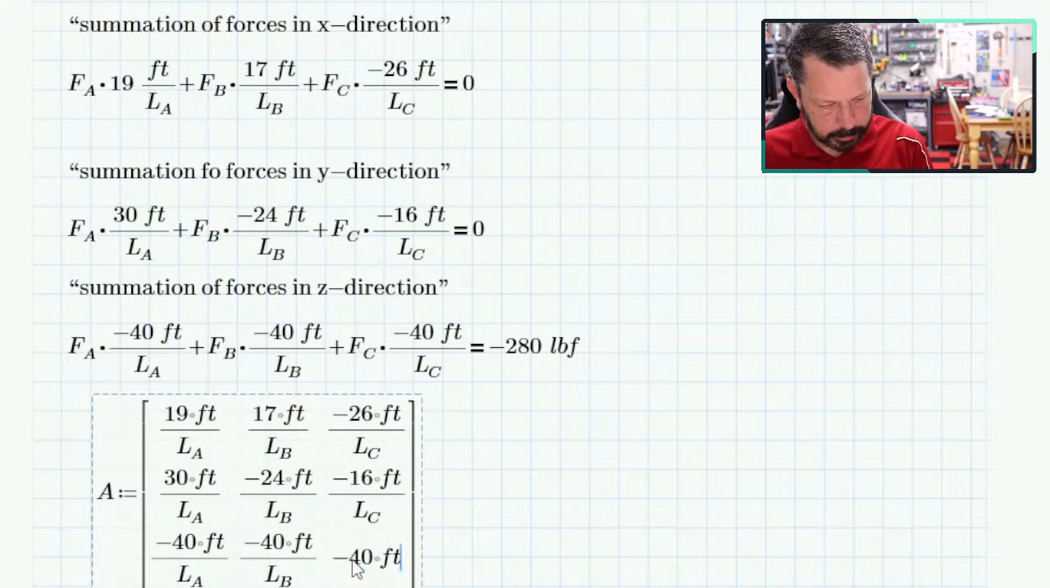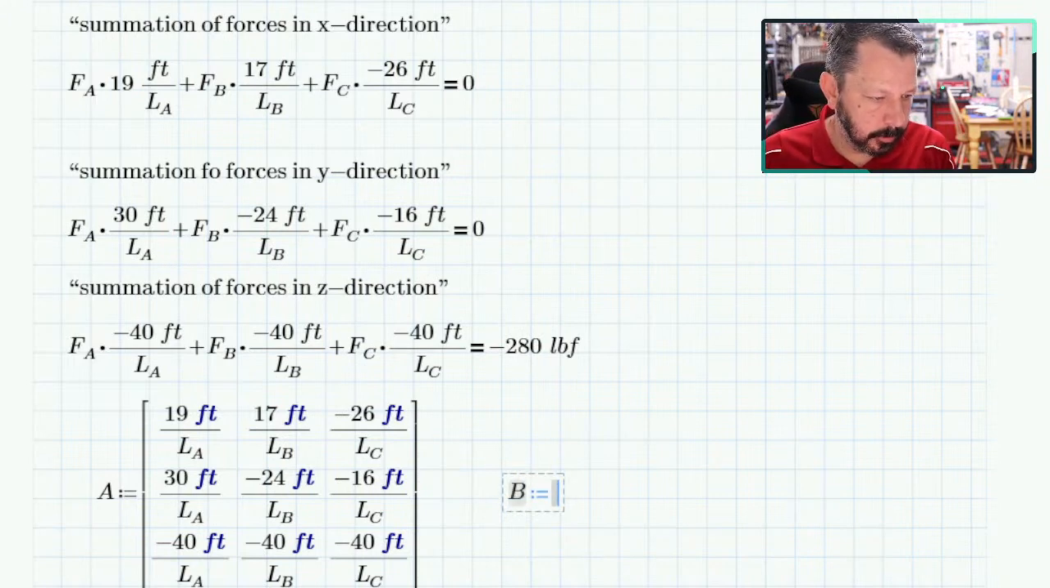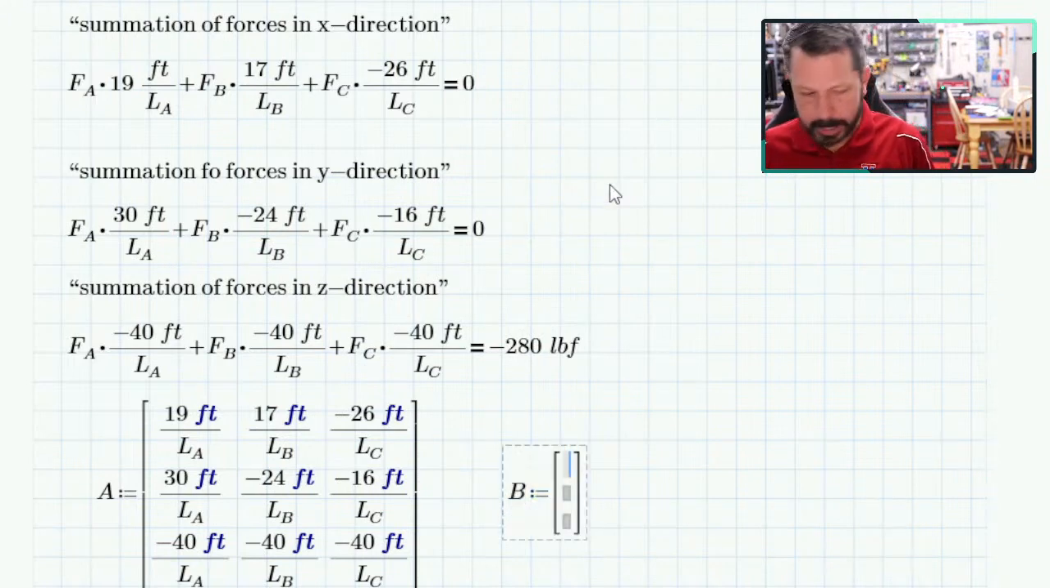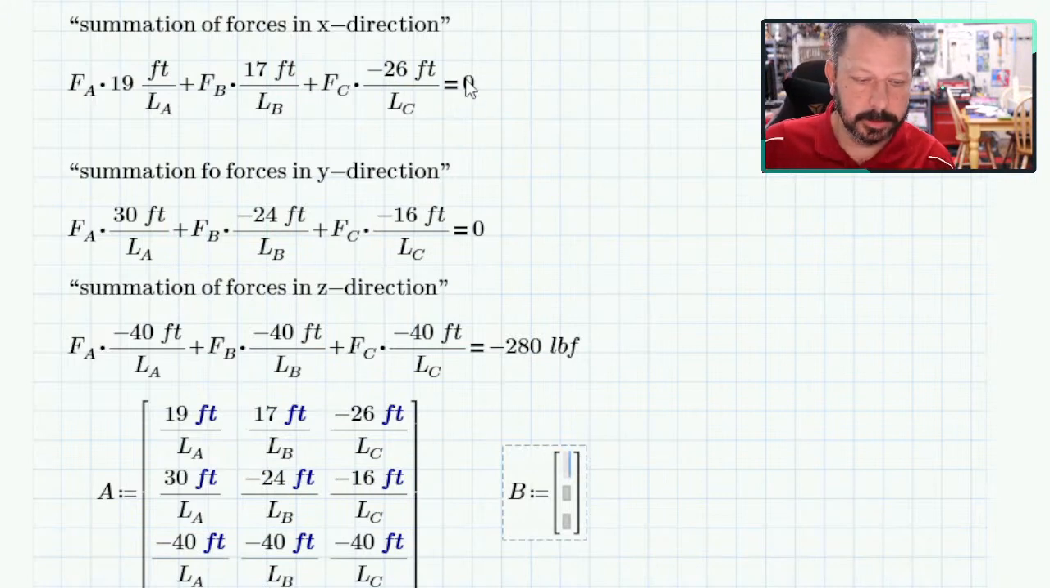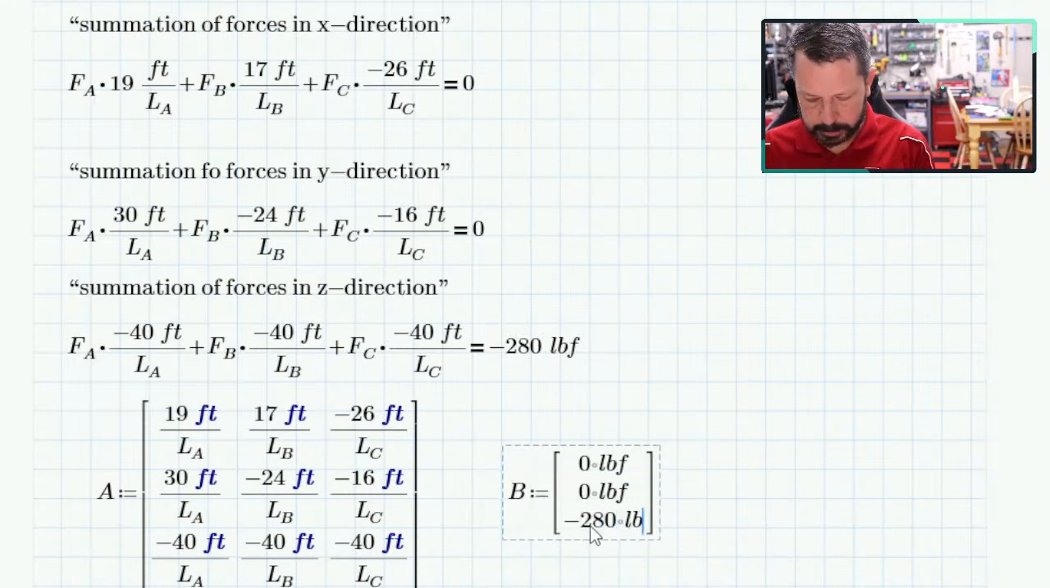Whoops, got that in there. So there's our A matrix. Now we need a B matrix. And it's just 3 by 1. And it's going to have the things that are the constants. So 0, I should technically put pound force on that since I put pound force on the 281. And then this one is negative 280, I believe, since we moved it to the other side of the equal sign.